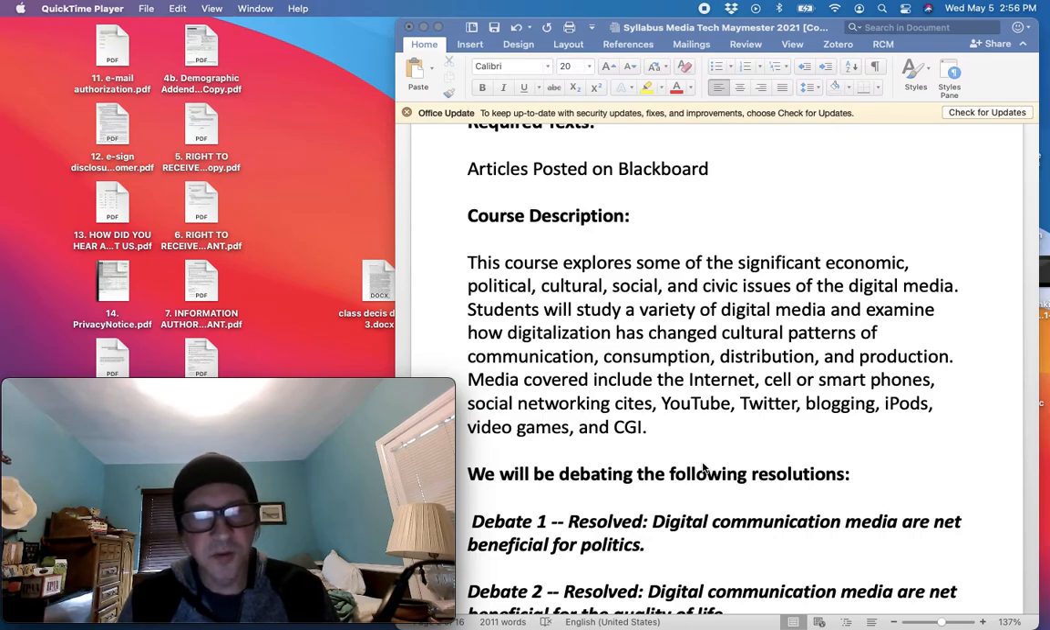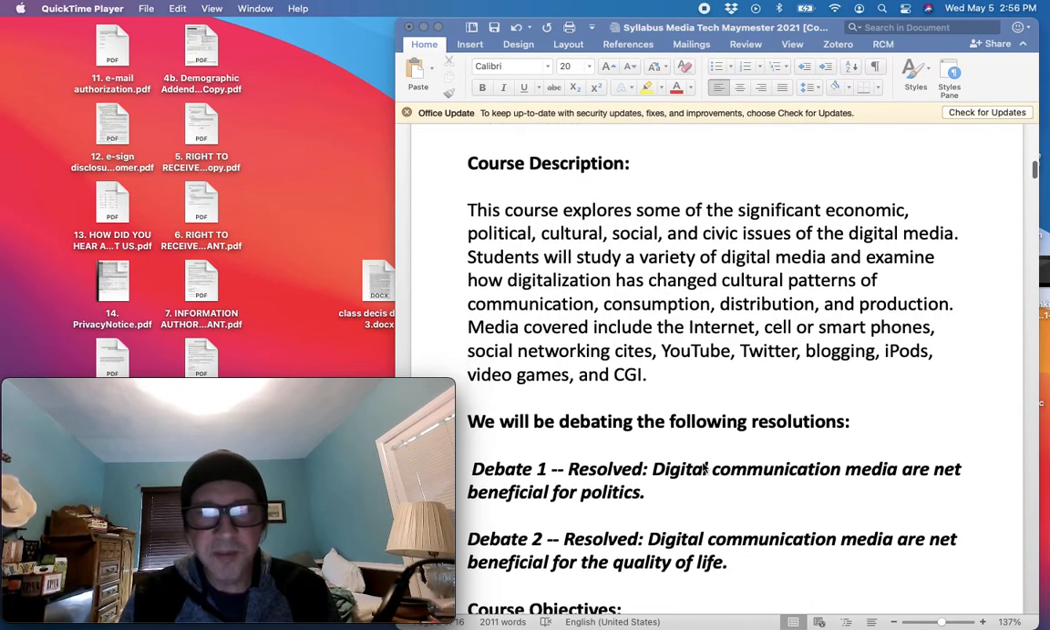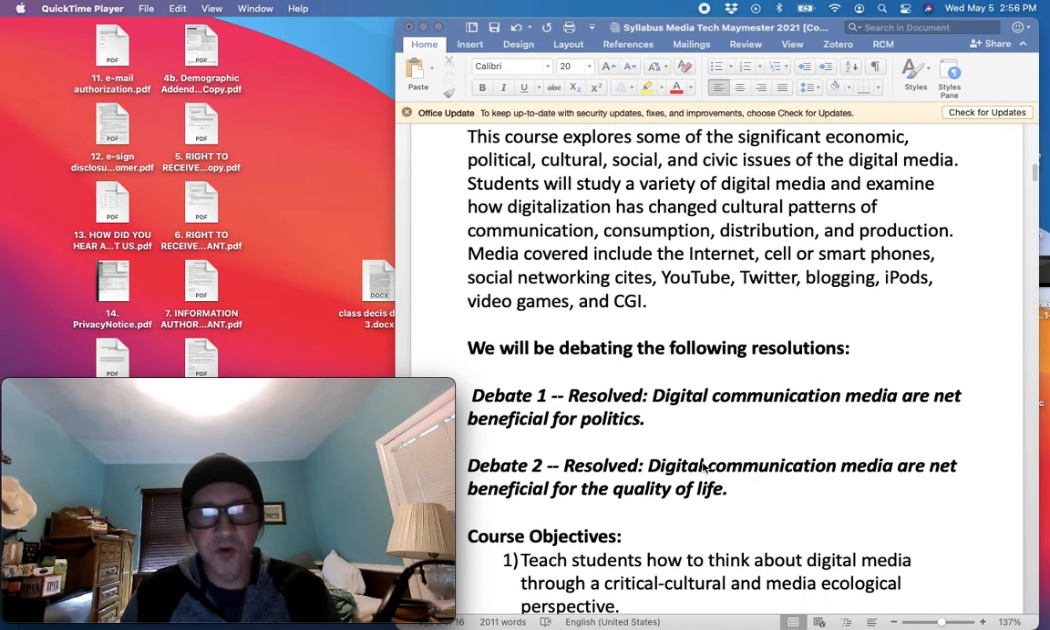And in order to test your learning in these areas, we're going to be doing debates in these classes. You will have 2 debates. For debate 1, we'll debate the topic resolved: digital communication media are net beneficial for politics. So if you're on the affirmative side, that means you're defending this resolution. You believe that they are net beneficial for politics. If you're on the negative side, you are against this resolution. You're saying they're more harmful than they are beneficial.